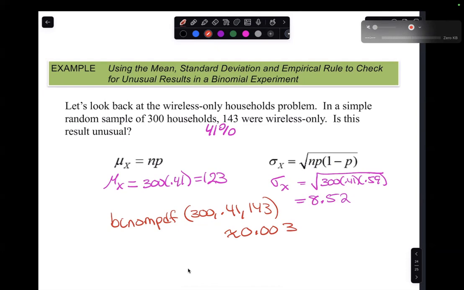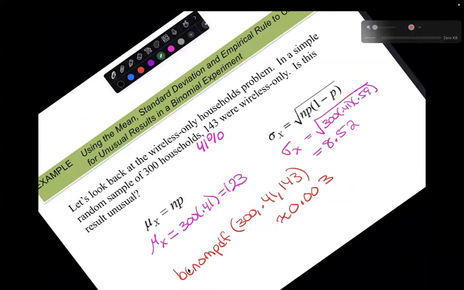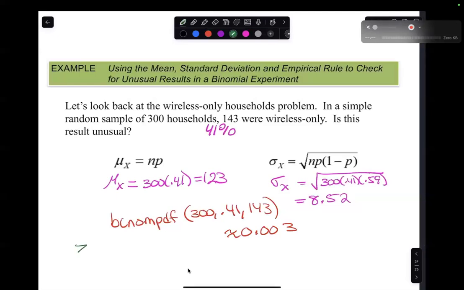So that works. Another way is we could have calculated the z-score. So using the z-score, I would do 143 minus 123 divided by 8.52. My cat is currently scratching my leg because she wants to play. The z-score is 2.35. Yeah, that's unusual.